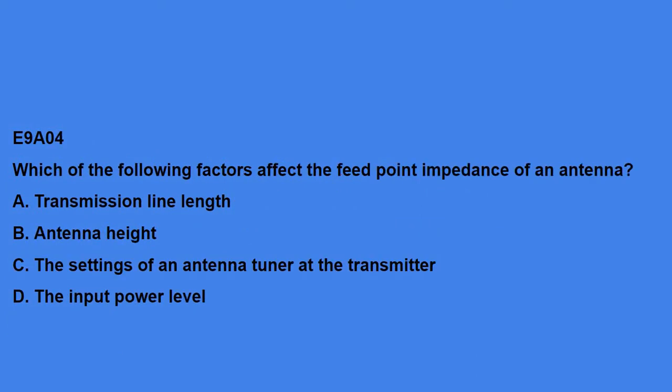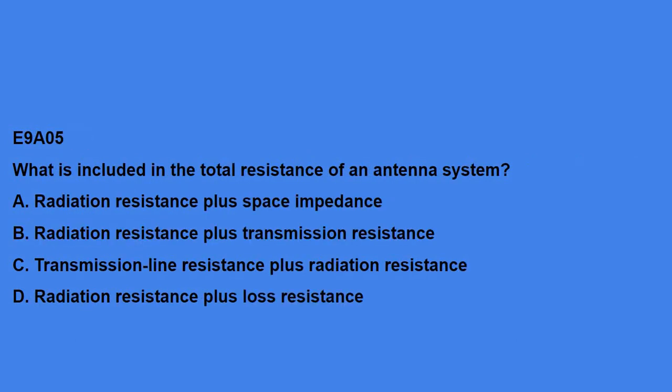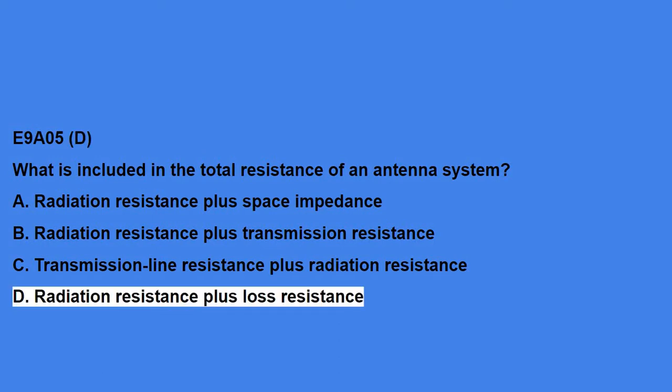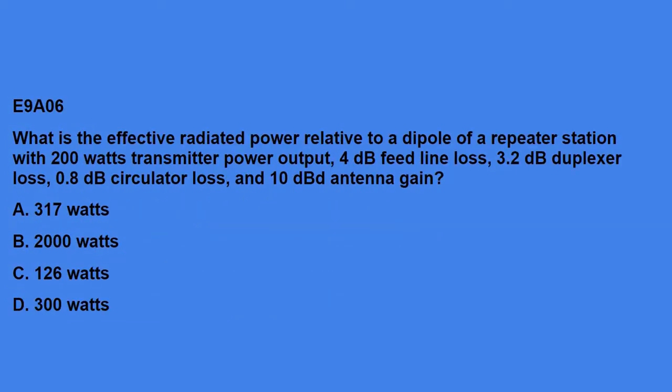E9A04, which of the following factors affect the feed point impedance of an antenna? Antenna height. E9A05, what is included in the total resistance of an antenna system? Radiation resistance plus loss resistance.